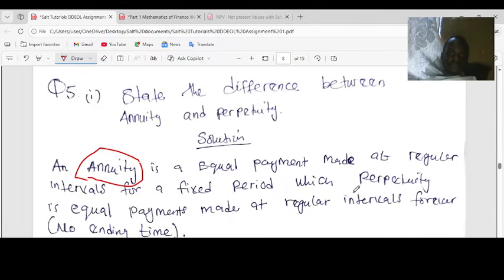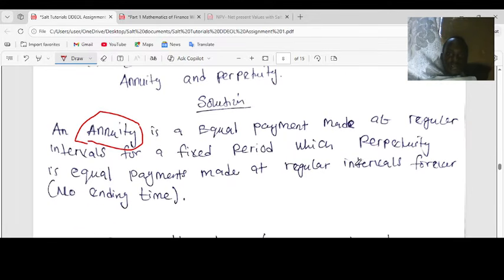When you look at a perpetuity, a perpetuity is just equal payments made at regular intervals forever. There is no ending time here when it comes to perpetuity. An annuity has a fixed period. It means you have to make sure you complete your payments in a certain period of time. But perpetuity, there is no end. It can be forever, just making those payments, equal installments, equal payments. It has no ending. That's the difference between an annuity and a perpetuity.